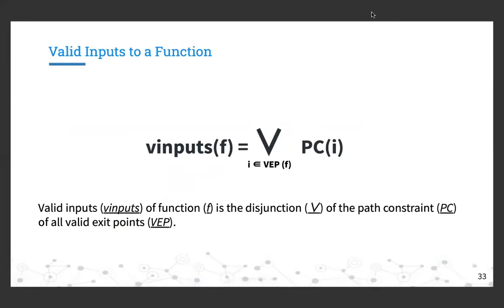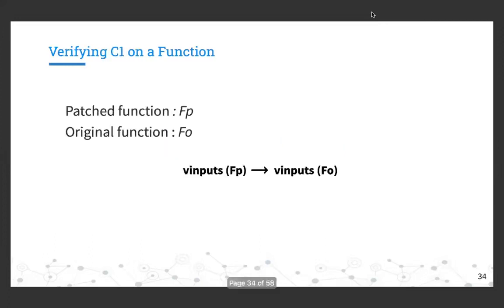For a function that has multiple valid exit points, we can take the disjunction of the path constraints of all the exit points. This gives us all the valid inputs to a function. Once we identify the valid inputs to the patched function and the original function, we can show that the path constraint representing valid inputs to the patched function implies the path constraint representing valid inputs to the original function.